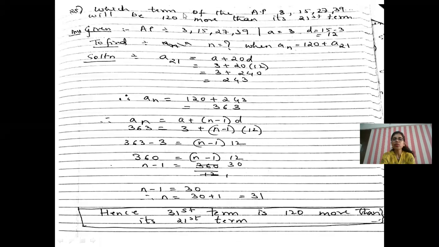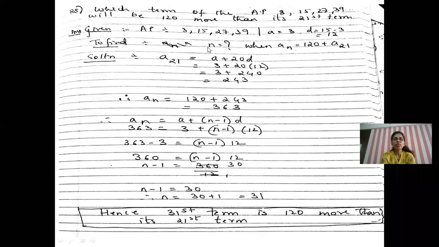Next sum, that is the 28th sum. In the 28th sum, again you will see the question I have written over here for you all. Which term of the AP 3, 15, 27, 39 will be 120 more than its 21st term? So this is the question. I hope you all have understood the question.